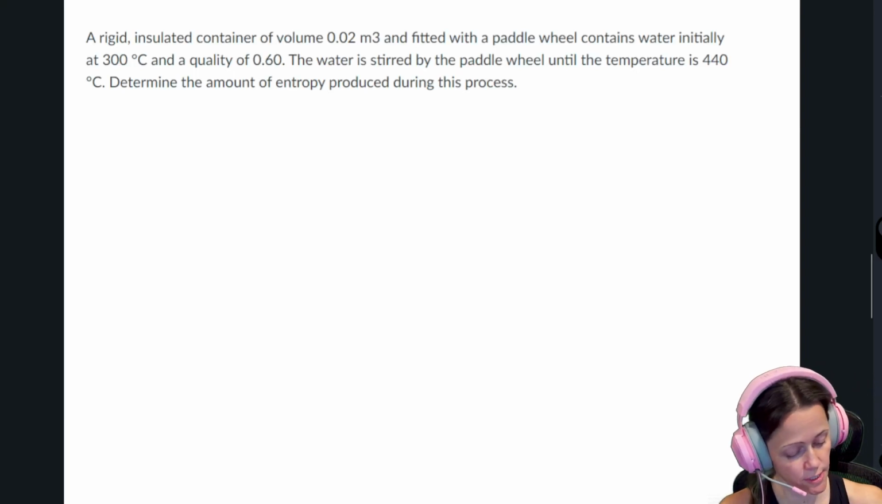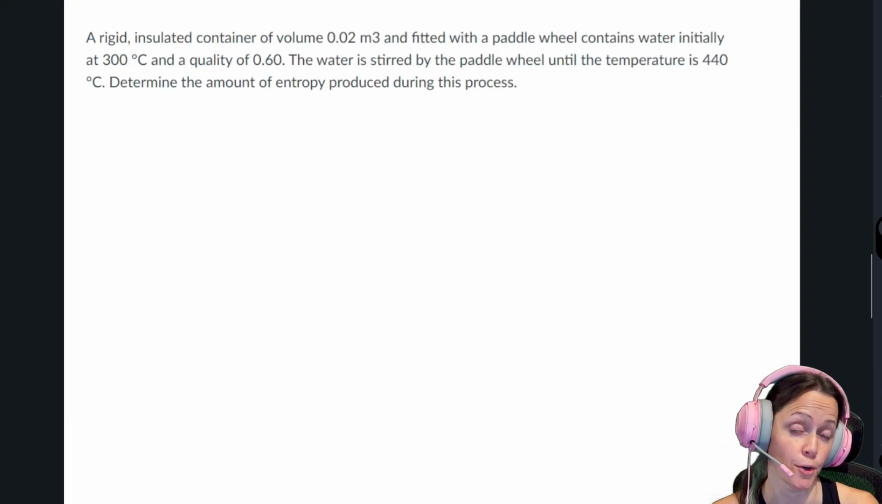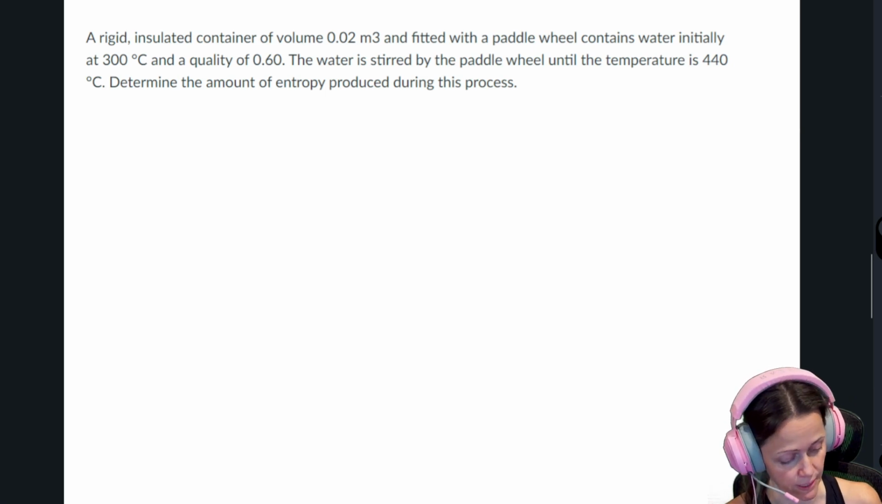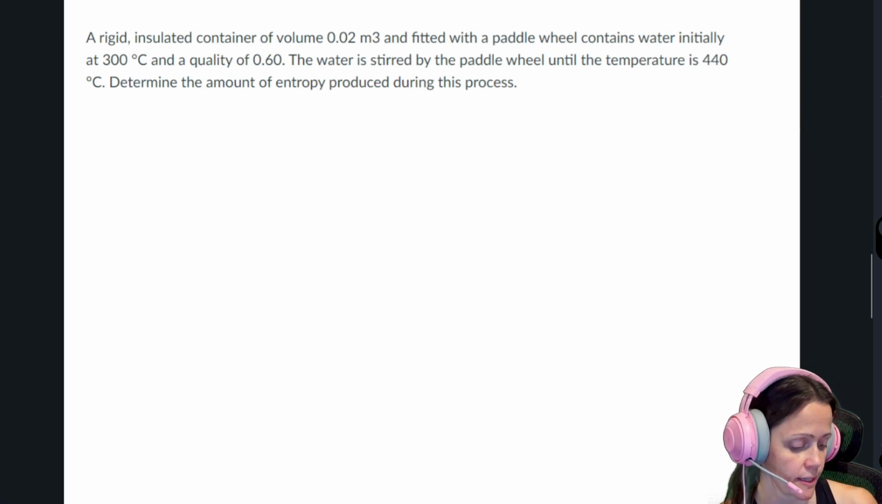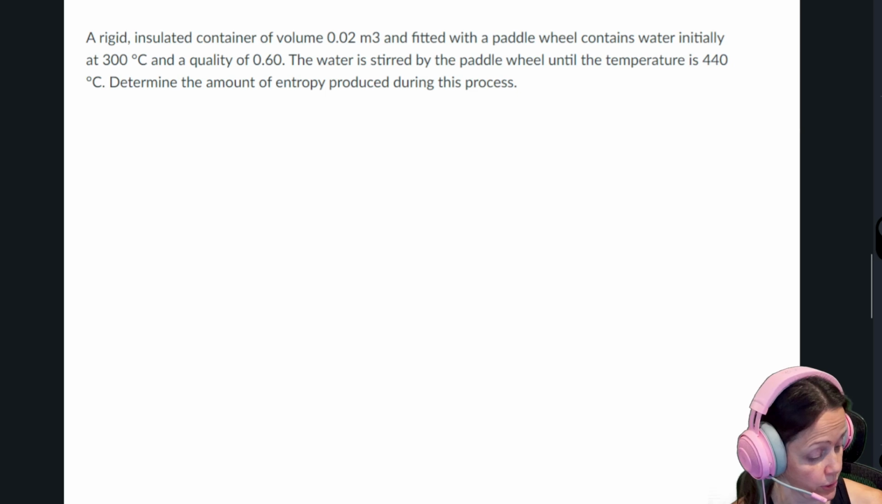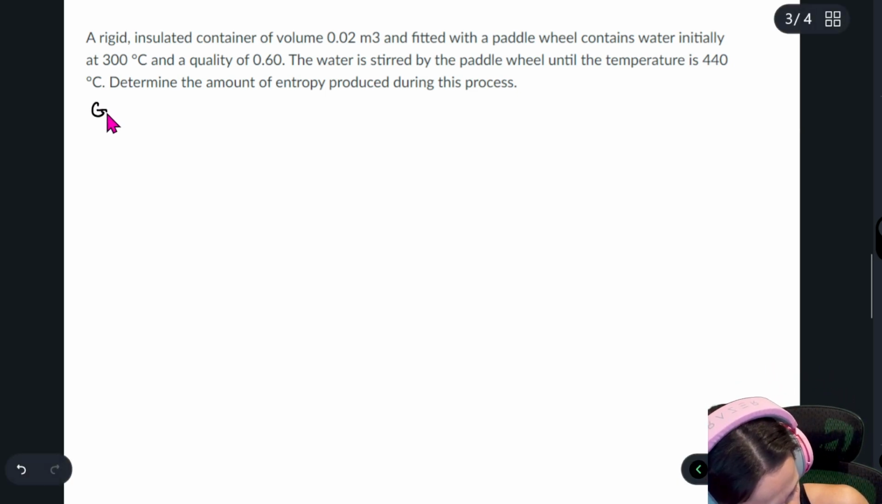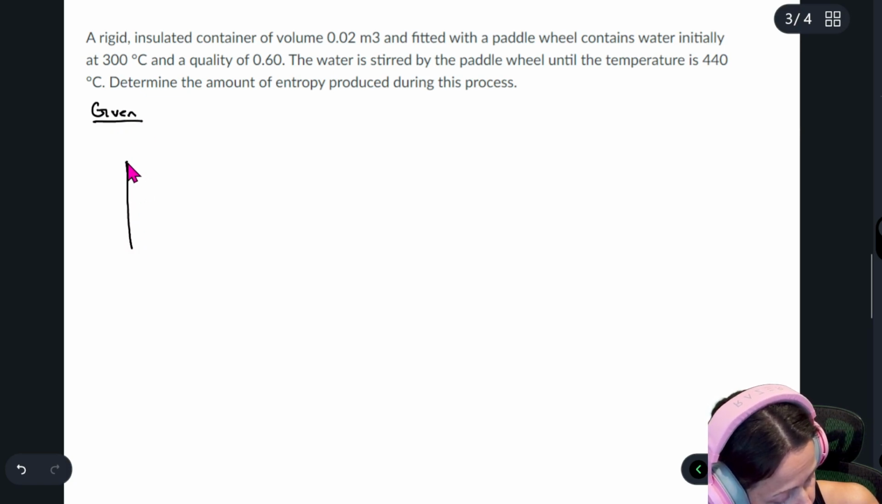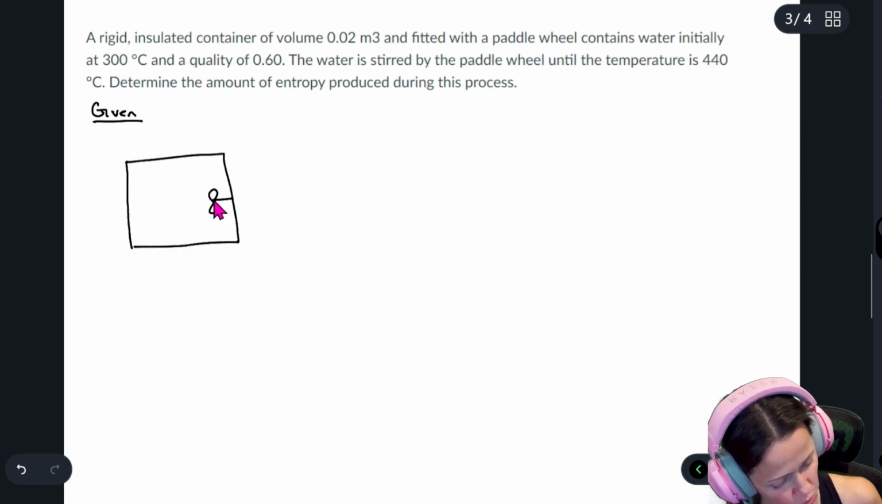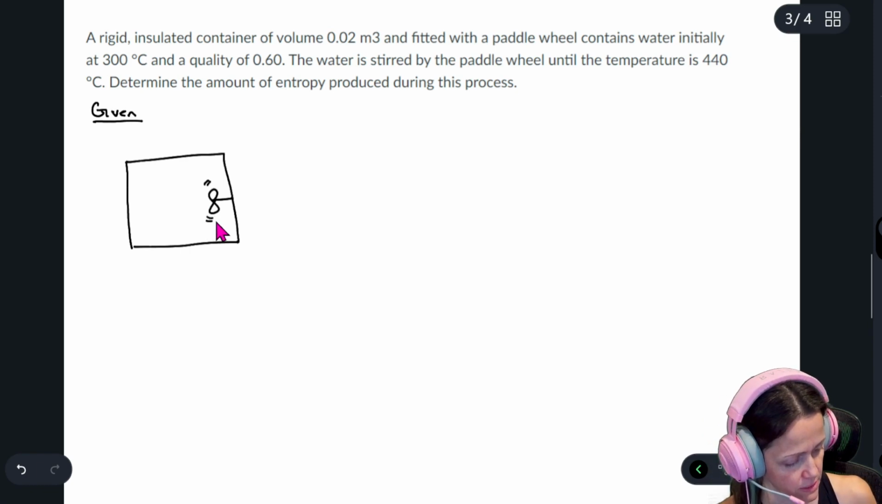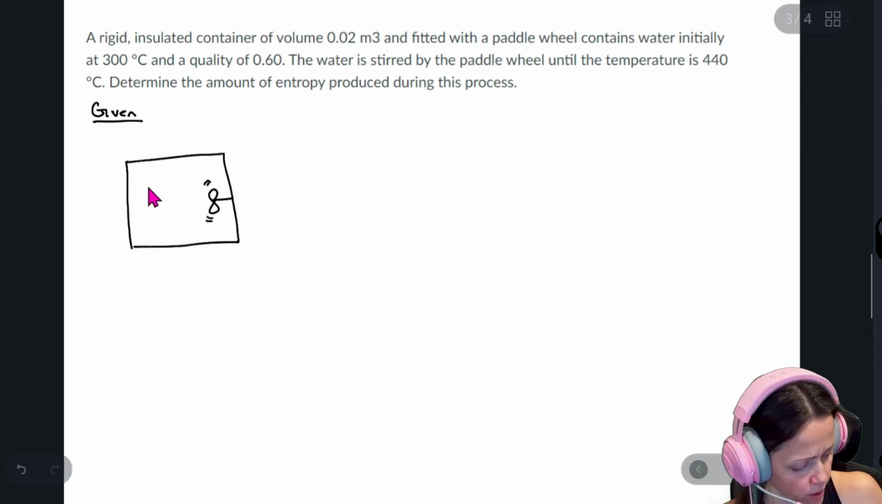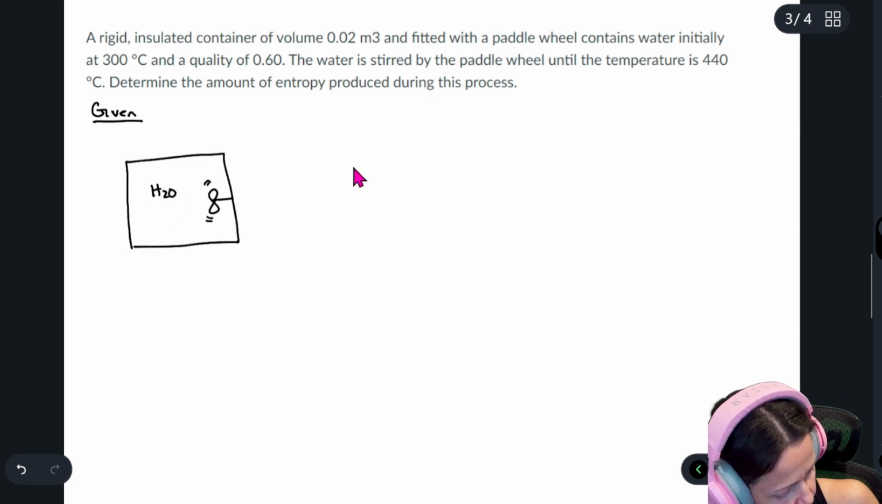All right, so this is problem 6 on your practice test for exam 5. So we have a rigid insulated container of volume 0.02 meters cubed. Let's go ahead and write what's going on here. We've got a rigid insulated container. I'm going to draw it as a box. And there's reference to a paddle wheel, so there's work being done on this thing. And we've got water.